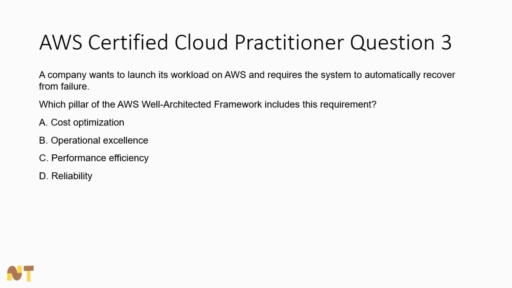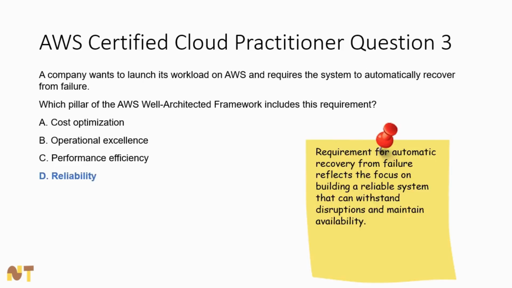Reliability. Now, in this scenario, the company's requirement for automatic recovery from failures reflects the focus on building a reliable system that can withstand disruptions and maintain availability. By designing the workload to be resilient and implementing fault-tolerant architectures, the system can automatically recover and continue functioning even in the event of failures or disruptions. So, the correct option is option D, that is reliability. Here is the next question.